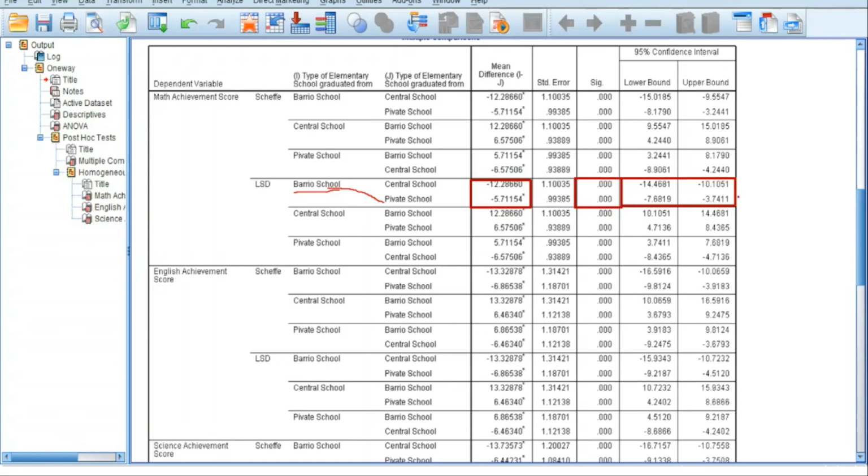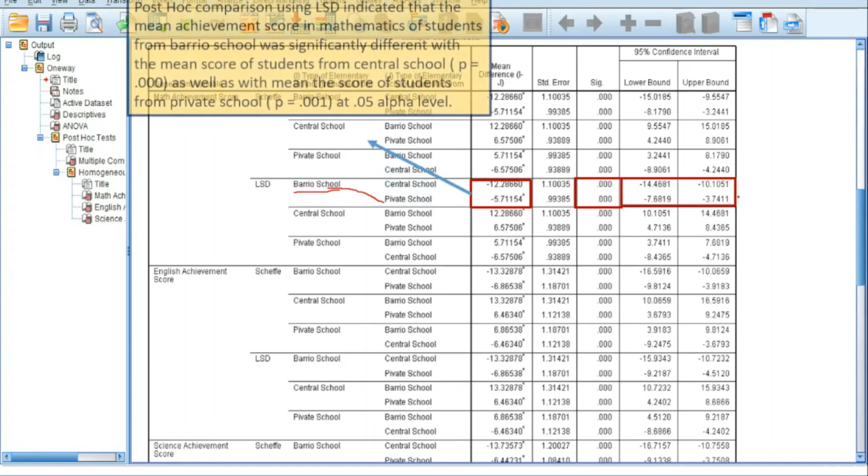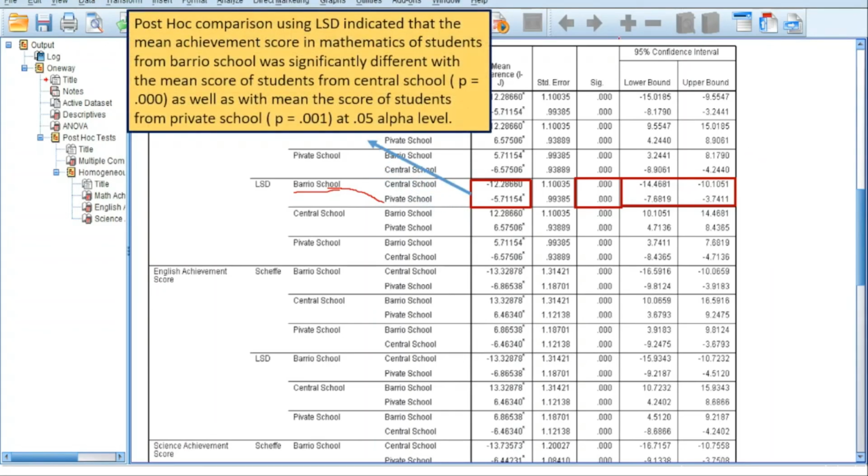Alright, so how do you report that? Then you can say here that the Posthoc comparison using the LSD indicated that the mean achievement score in mathematics of students from various school was significantly different with the mean score of students from central school because of this p-value, and as well as with the mean score of students who came from private school because of this p-value also.